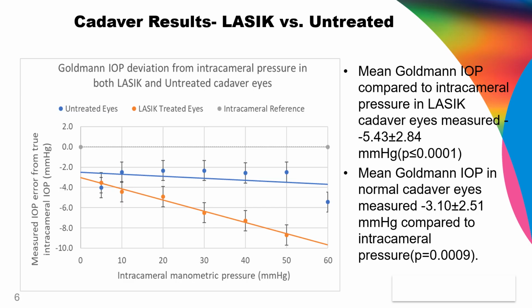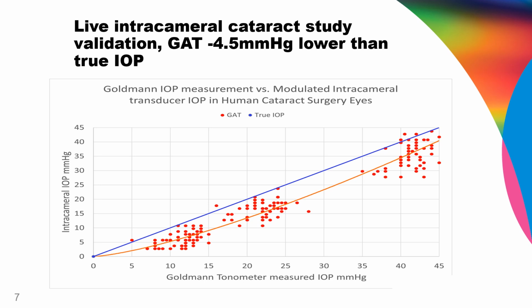In the cadaver results, what we observed is an overall negative bias or error from cadaver intracameral pressure, which was significantly greater in the LASIK eyes. Also, the LASIK intracameral error was increased at higher pressure, which was not seen in normal eyes. Historically, we had run an intracameral IOP comparison to Goldmann on live patients undergoing cataract surgery and found the same negative bias, validating the intracameral cadaver findings.